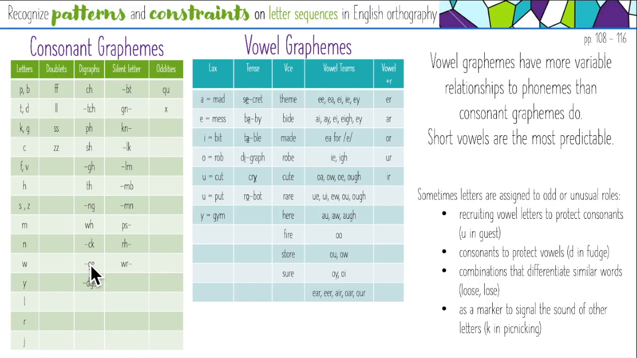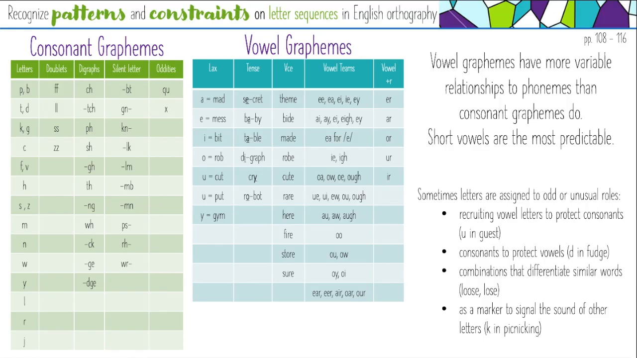We might also use a letter as a marker. This is a little like the protection rule, but a little different. As in the K in picnicking, it's a signal that we're going to keep that K sound instead of allowing it to slide into an S sound. So there you have another example of a consonant helping to protect a fellow consonant, which is a little different than when it protects a vowel. So there are some very interesting things that come in. We'll talk a bit about those as we keep going.